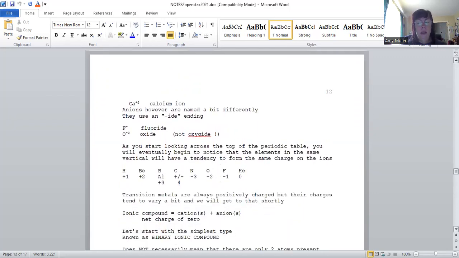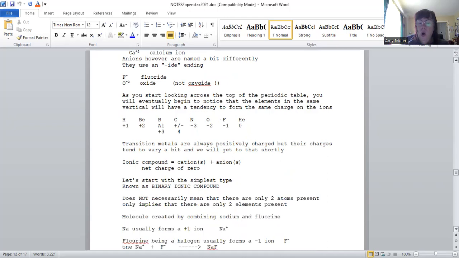So the anions are more conjugated when this is done. We have F minus. So it changes from fluorine to fluoride. O minus 2. Okay, this one loses all but basically the first syllable of the element name. So not oxygenide, it is just oxide.